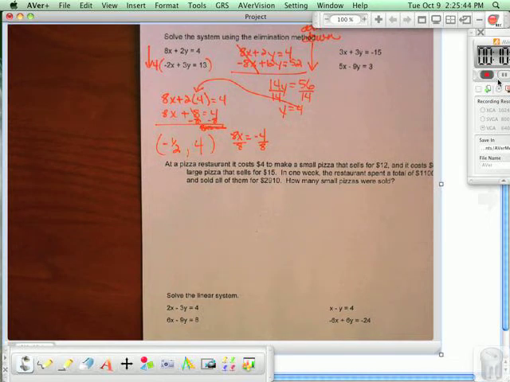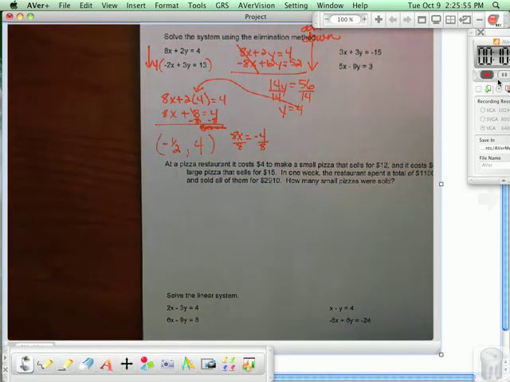I like this method. Get comfortable with this method because Thursday we need to use it. Okay? All right, let's do one more real quick.